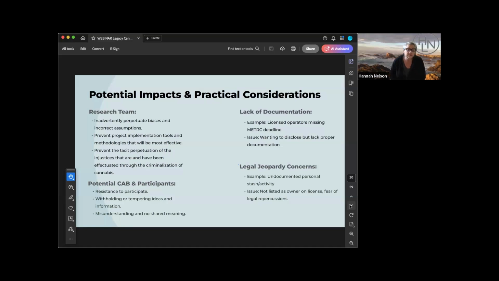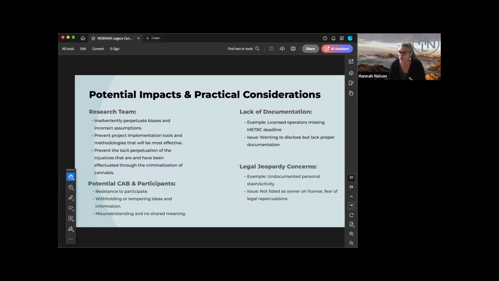With CAB participants and other participants, really overcoming a resistance to participate or withholding ideas and information and misunderstanding and not having a shared meaning, all of those are impacted. And I think that if we keep in front of our minds all of our vulnerable experiences and the context from which each person comes at this, and all of the differences and nuances contained therein, I think that it does a lot to build the trust and allow for greater participation.